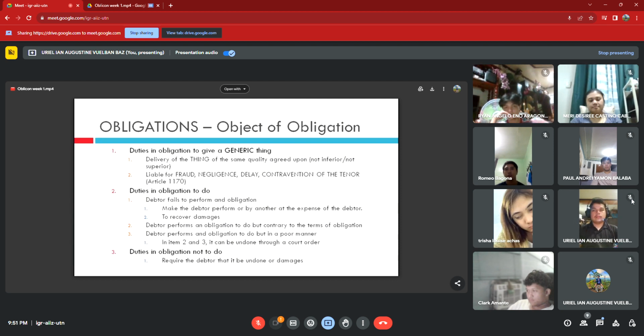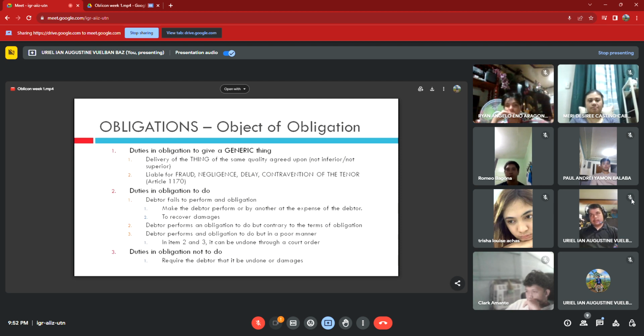How about if the obligation is an obligation to do, not an obligation to give? What are the duties of the obligor debtor? If he fails to perform an obligation, because it is an obligation to do, the obligee creditor can require the obligor to perform that obligation, or make another person do it at the expense of the debtor. The debtor there will pay for the expenses incurred in hiring somebody to perform the act. And second, to recover damages.